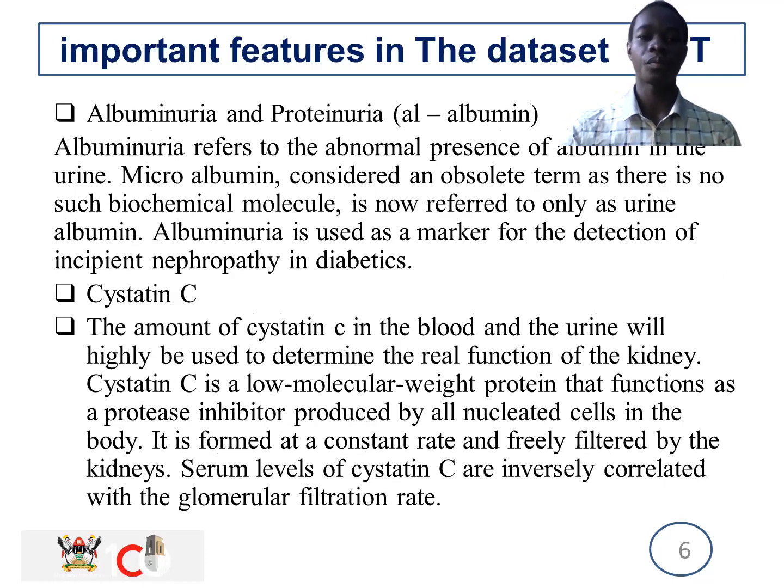Then, if you come to the albumin. Albuminuria refers to the abnormal presence of albumin in the urine. Microalbumin is considered an absolute term, as there is no such abnormal molecule, and it is also referred to as urine albumin. It is used to detect the onset of nephropathy in diabetes. Those are the people suffering from diabetes in their life, and this may lead to poor functioning of the kidney.